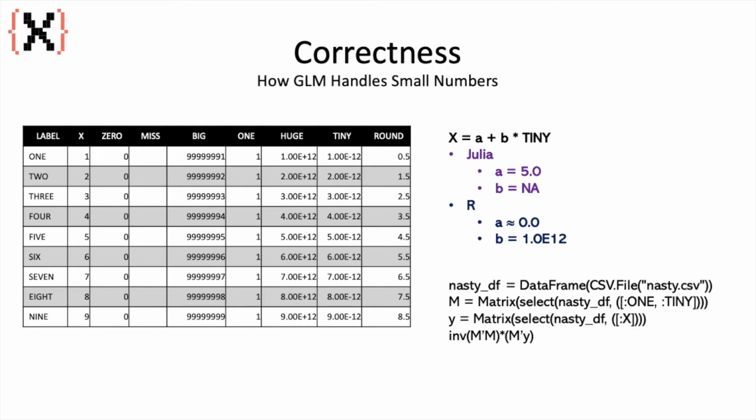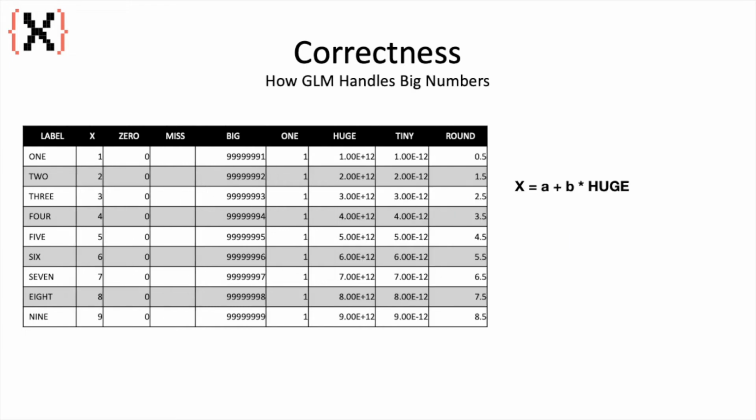Now let us extract the model matrix M and response vector Y and calculate M prime M inverse times M prime Y. These matrix operations give the estimates of the linear model. These estimates are correct. Julia GLM uses Cholesky decomposition, which is very fast compared to QR decomposition or SVD, but less accurate, especially for ill-conditioned data. Okay, for the huge variable, both R and Julia GLM calculate the same and estimate correctly.